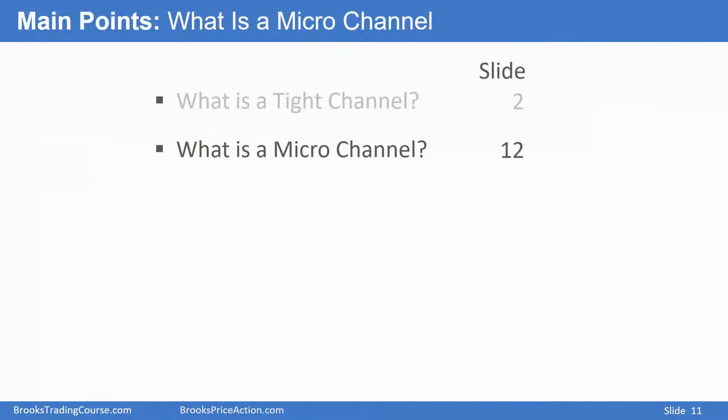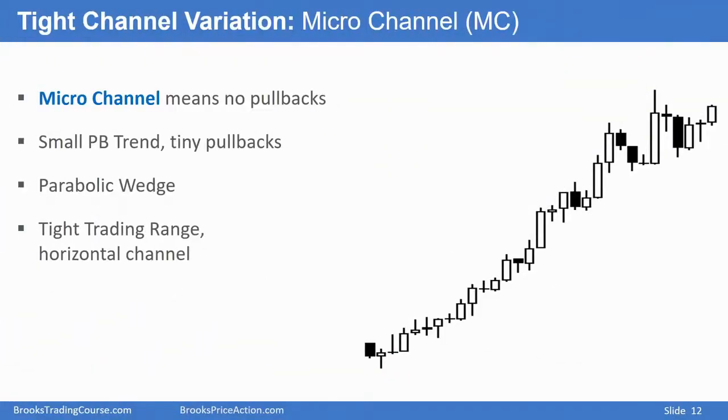I want to talk a little bit about what constitutes a micro channel in contrast to a tight channel. I want to talk about different types of tight channels, some variations of tight channels. A micro channel means no pullbacks. For example, here we have 5 bars without a pullback, and then we have a pullback here. That is the end of the microchannel.